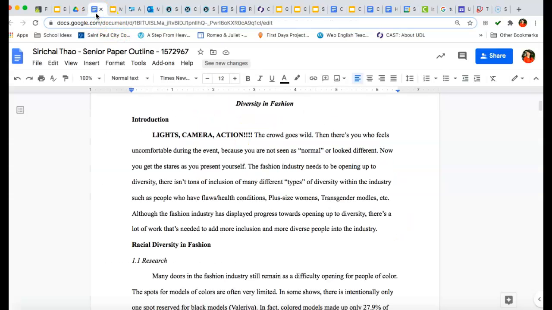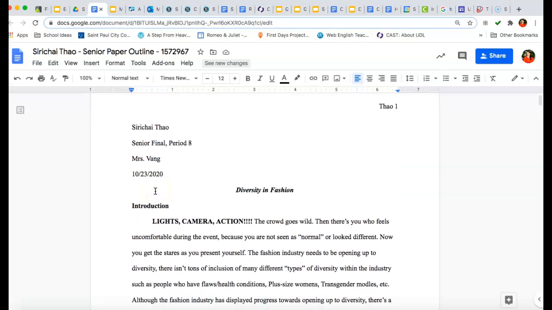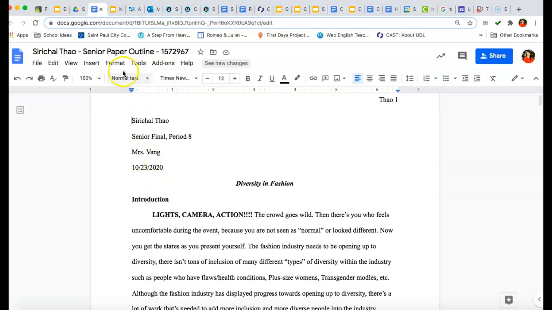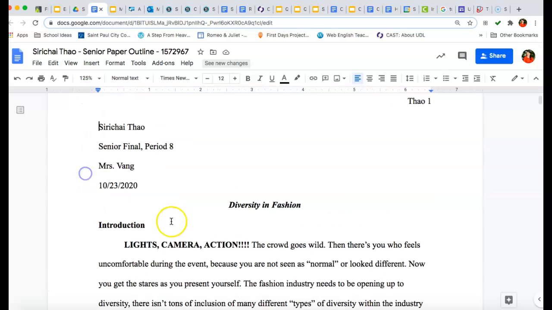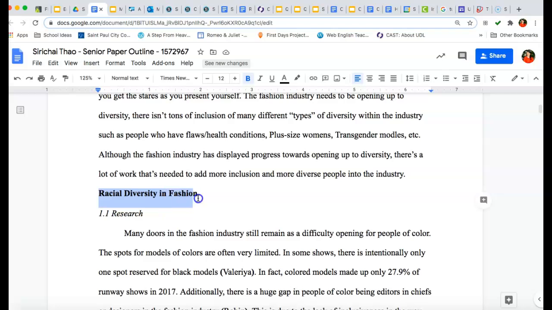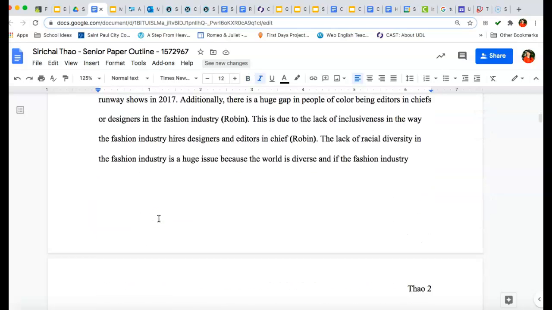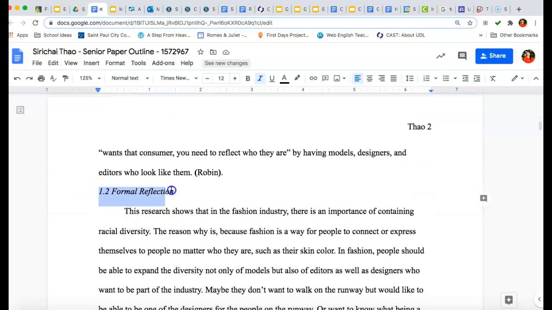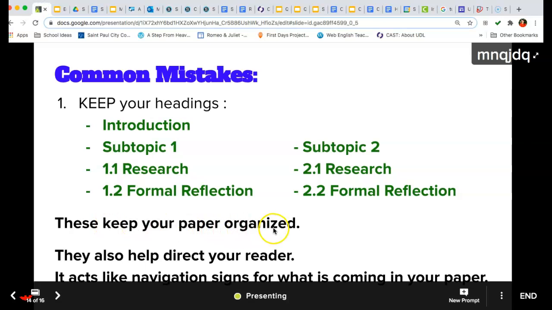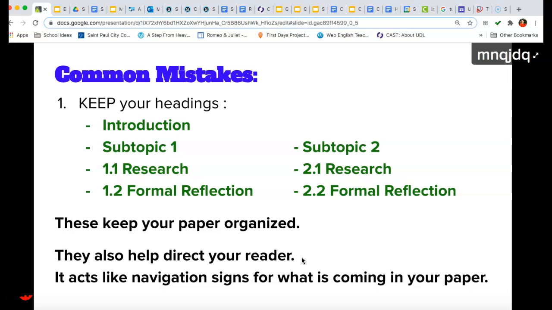Okay, so for example here, this is an example paper that includes the headings still, and so you want to make sure that these things like the introduction, your subtopic 1, 1.1 research, these should still be inside your research paper. So don't delete these out. This is really important because it helps keep your paper organized, but it also helps direct your reader. These little headings, they kind of act like signals or navigation signs that tell the reader what's coming up in your paper.